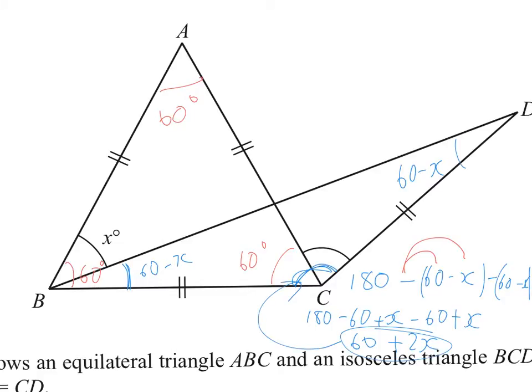So therefore this angle here, well that one must be 60 plus 2x, which is all the way around, take away 60 degrees. That's going to leave me with just 2x.